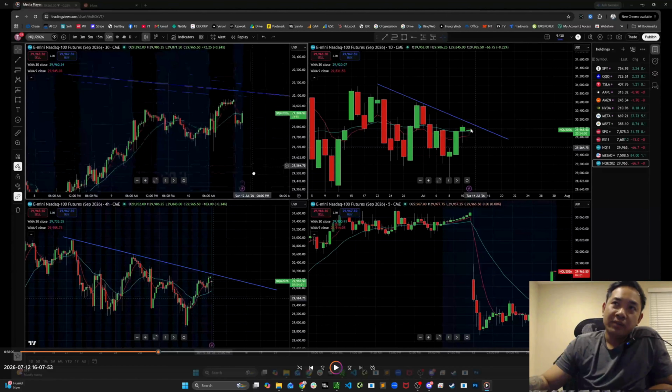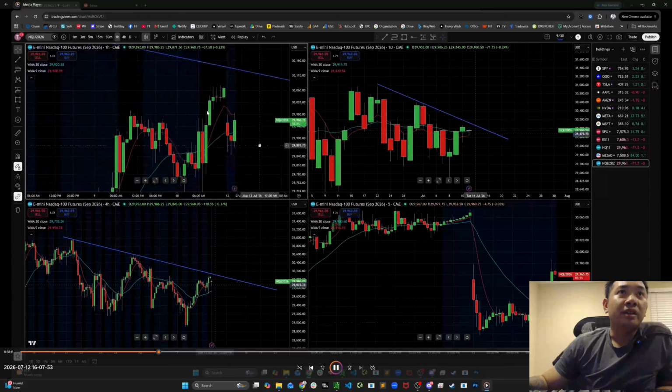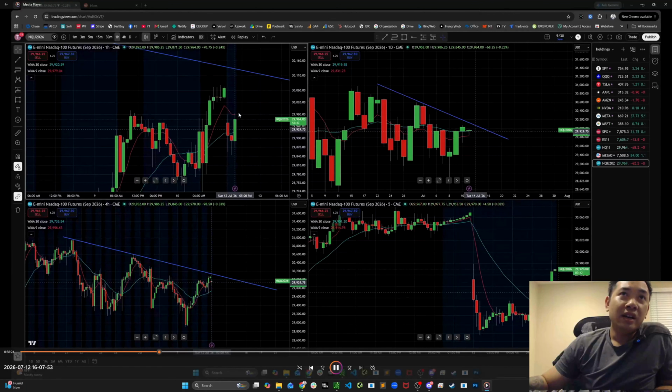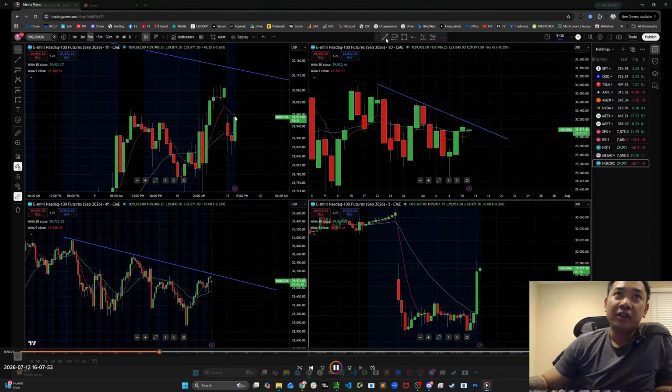So here, this wedge I've been looking at for about a week. If we break above this wedge, I'm assuming we'll see a run up, and eventually this 9 moving average is going to cross right over to the 30. Looking at the 1-hour candle, look at that wick. It hit the 30 as resistance, and now it's just hovering above that area.